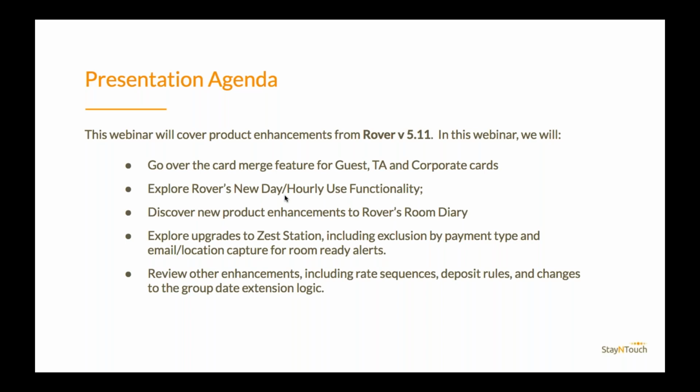We're also going to look at some upgrades to Zest Station, including exclusion by payment type and email and location capture for room-ready alerts. Finally, we're going to review some other enhancements. This will include rate sequences, card merge functionality, deposit rules, and changes to the group date extension logic. Finally, we will have a short Q&A.